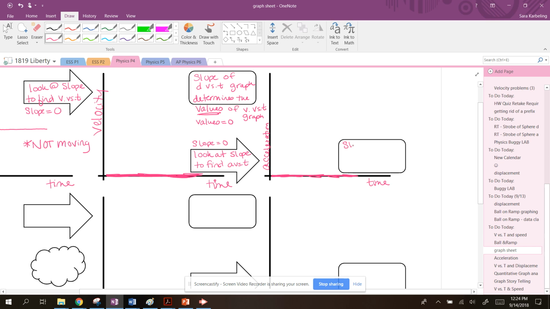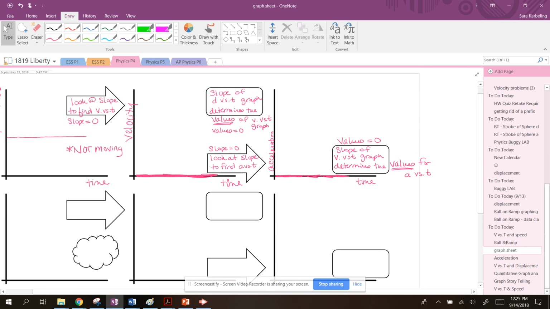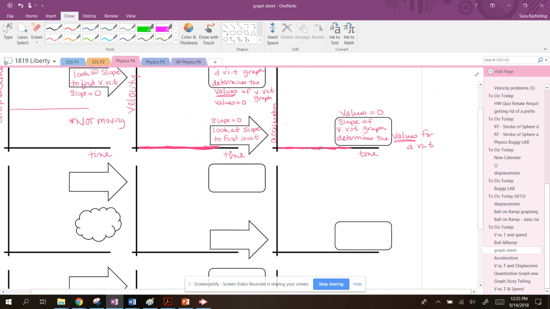So the slope of the v versus t graph determines the values for a versus t. Again, the slope here is going to be the values here. The values are 0. How are we doing? Are we okay? I want to do something a little bit more exciting, as much fun as that was. Sorry. Did you guys all get that? I didn't want to go too fast. I'm just excited because I want to do something more fun than just standing still.